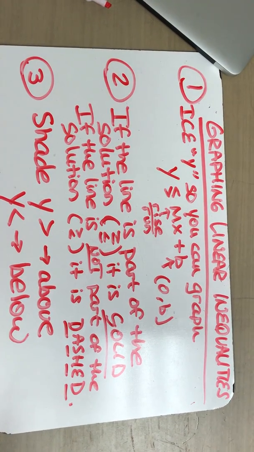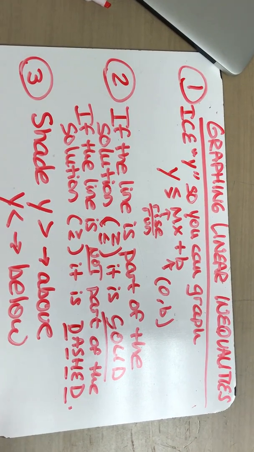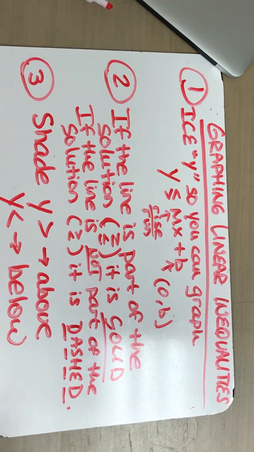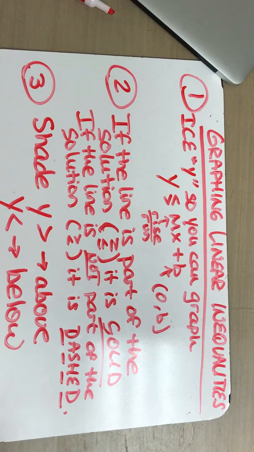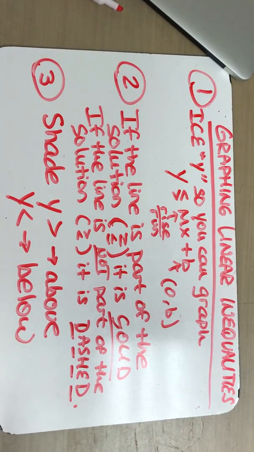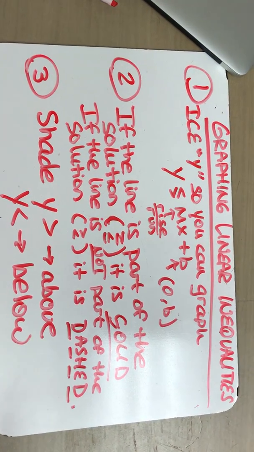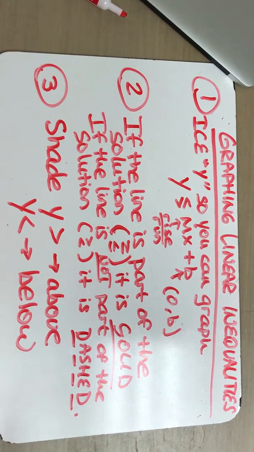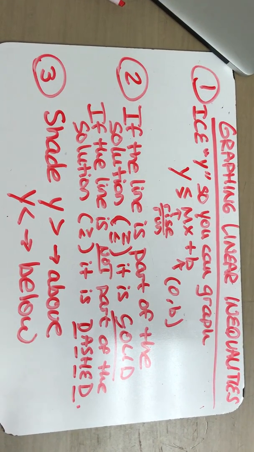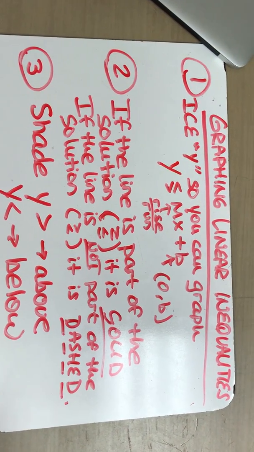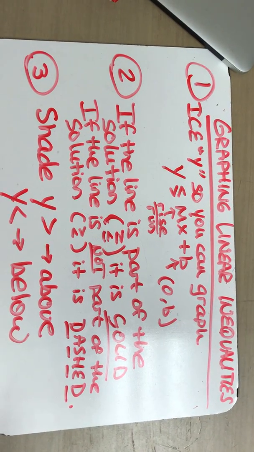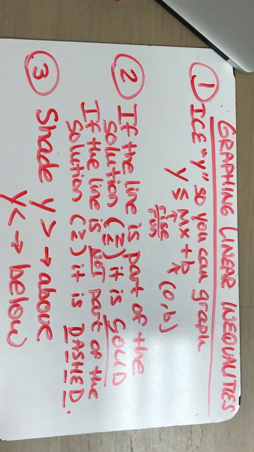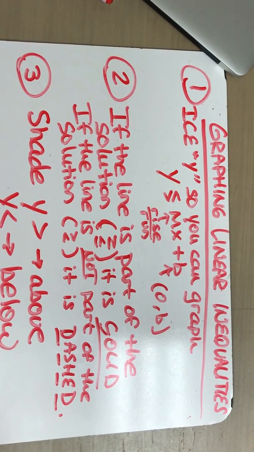We would put them in y equals mx plus b format so that we could graph the b, the y-intercept, (0, b), and then we could apply our slope, m, rise over run. For a linear inequality, we're going to do the exact same thing as our first step. We're going to ice y, or solve for y, so that I can graph the y.